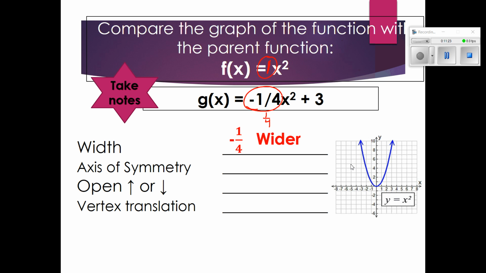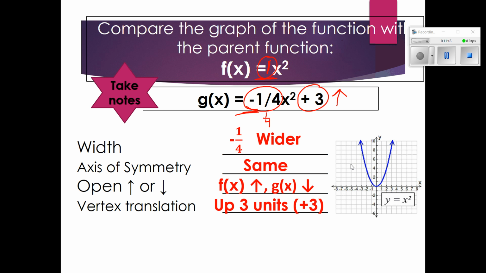The axis of symmetry, we're not dealing with today. They're always going to be the same. We're not shifting them to the left or right today. If you look up here and compare whether they open up or down, we know that the parent function opens up. This one is negative, so we know that it is going to graph down. And the vertical translation, we look right here, we know it's going to go up 3 units because it's a plus 3. So now we're going to roughly graph it.